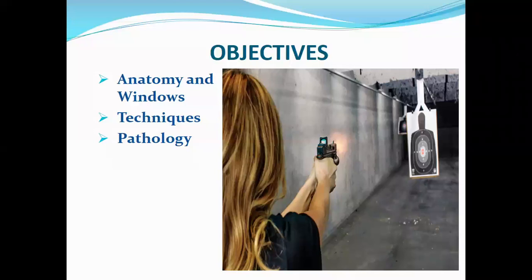So, what are our objectives? What do we expect to take home in this presentation? We are going to do a brief reminder of the anatomy. I know every one of us is quite familiar with the brain, but I would just like to go through it. The windows that we use in neonatal neurosonography when we are doing cranial scans, the techniques and the pathologies. Although in this presentation, I'll limit myself to intraventricular hemorrhages and their associated consequences.